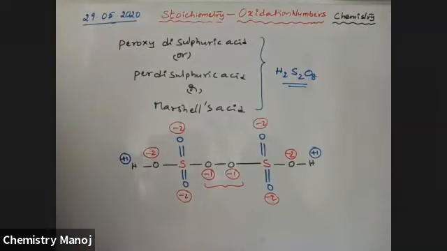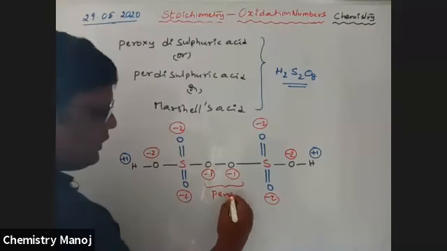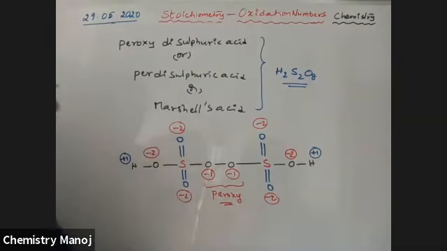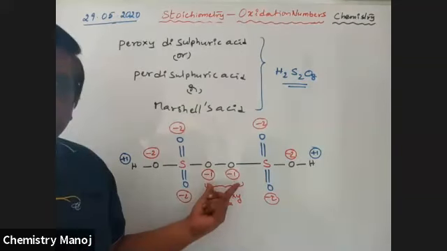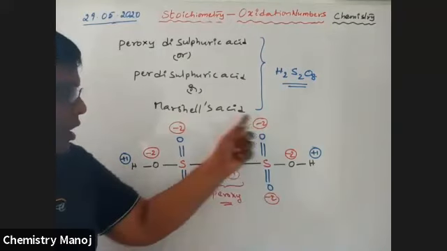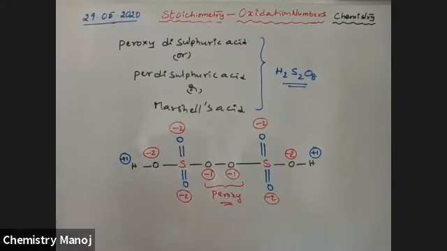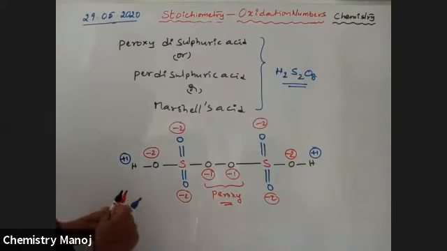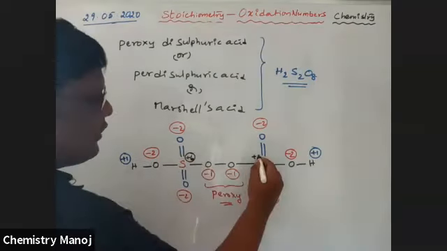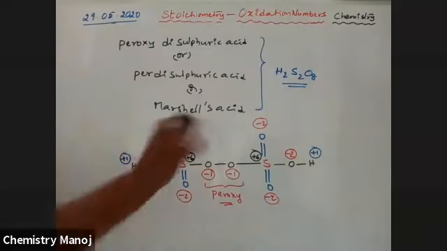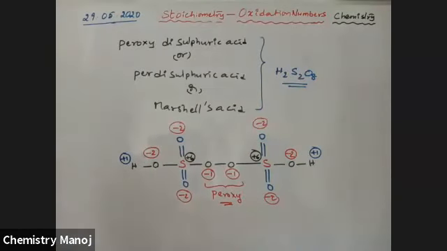These two are the peroxy link. Whenever a peroxy link is there, those two oxygens are minus 1 and minus 1. The remaining oxygens are minus 2. There, the sulfur oxidation state is plus 6. Here also sulfur is plus 6. Altogether the total charge becomes 0. Check it.